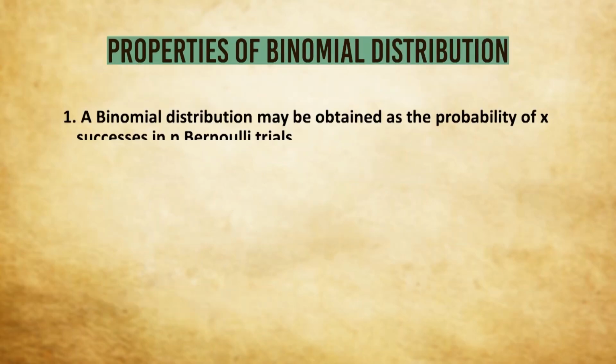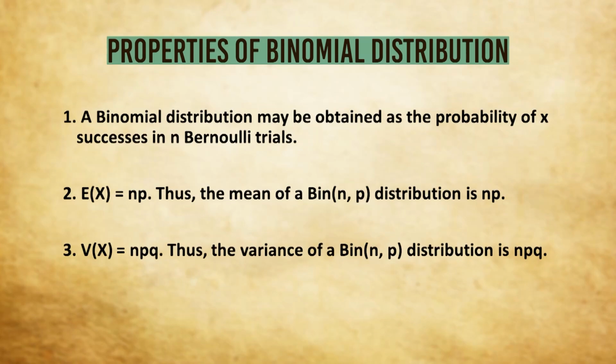There are several properties of a binomial distribution. A binomial distribution may be obtained as the probability of x successes in n Bernoulli trials. That means if we go back to the example that we have considered, if I say that X is the number of 6s obtained out of 10 trials, then X will follow a binomial distribution with parameters n equals 10 and p equals 1 by 6 because the die was unbiased.